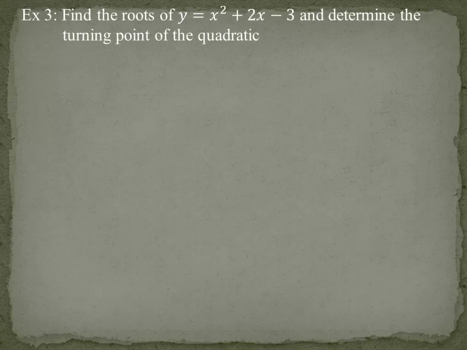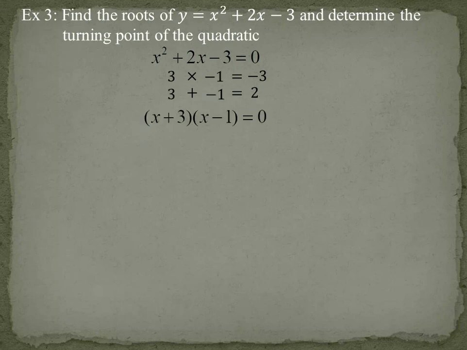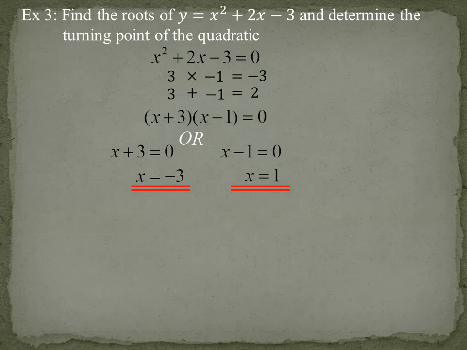Third example. So it's asking you to find the roots, but this is also asking you to determine the turning point of the quadratic. So find the roots. It's already equated to 0 because the roots occur when y equals 0. Factorize by whatever method. Solve for each factor at this point. But we've been asked to determine the turning point.